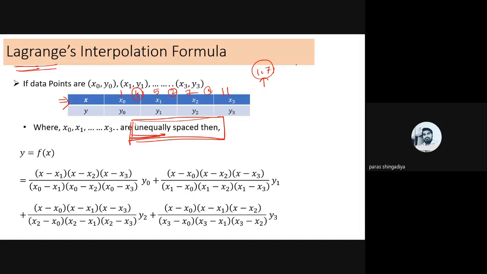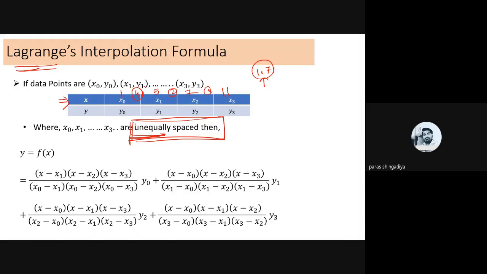And if it is unequally spaced data, to predict the answer for an intermediate value, you have two choices. One is the Lagrange interpolation formula, and the second is the Newton divided difference formula. Okay, so let us start with the first method for unequally spaced data.